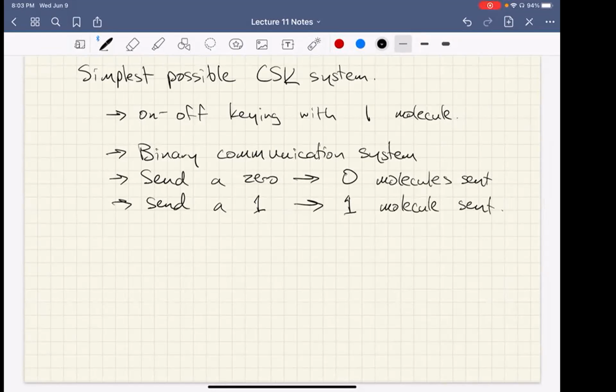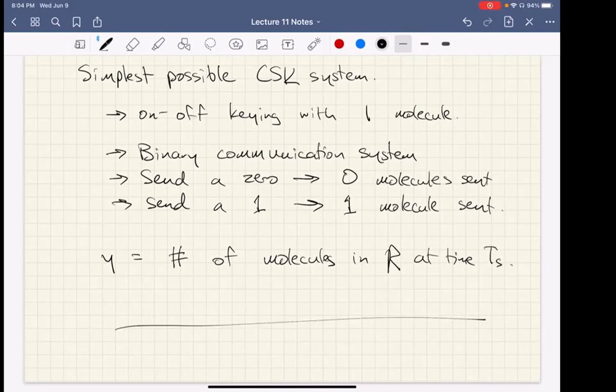It doesn't get any simpler than this, right? If you want to send a 0, you send 0. If you want to send a 1, you send 1. And we can analyze this very easily. My observable Y is the number of molecules in the receiver at time TS.